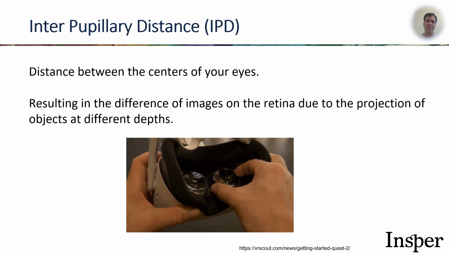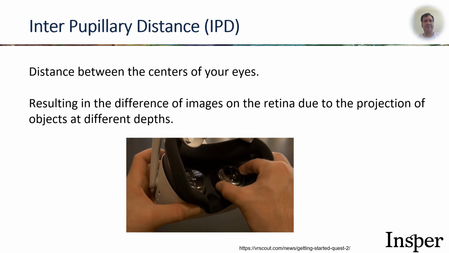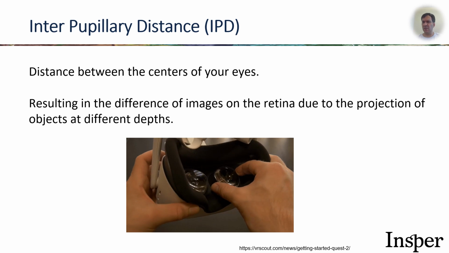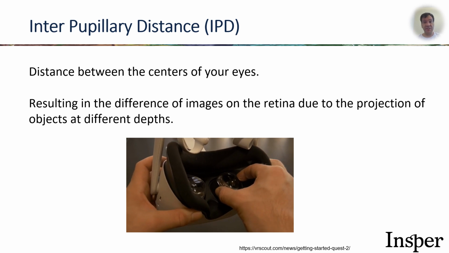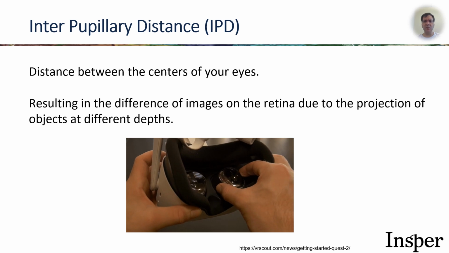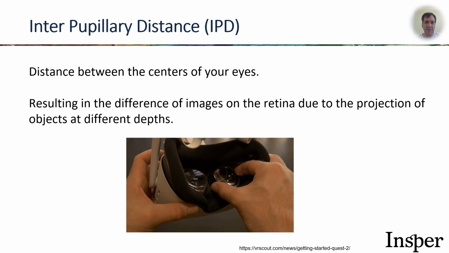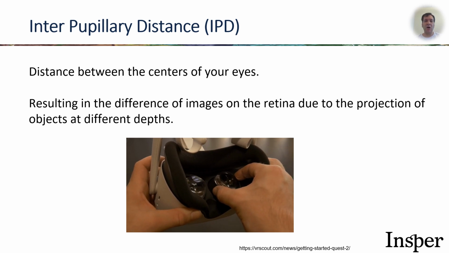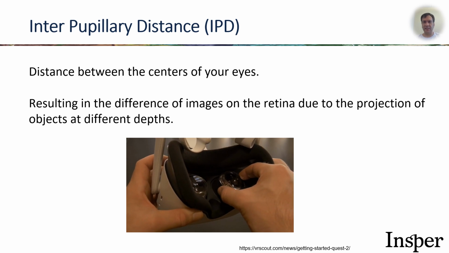Another crucial concept is IPD, which stands for interpupillary distance. While you may encounter various names for this measurement, the term IPD is currently the most commonly used. Essentially, it refers to the distance between the centers of your eyes, and each person has a unique IPD. Most modern head-mounted displays provide options to adjust the lens separation to match your eye spacing.